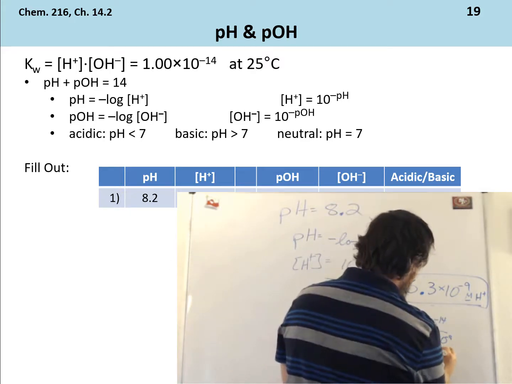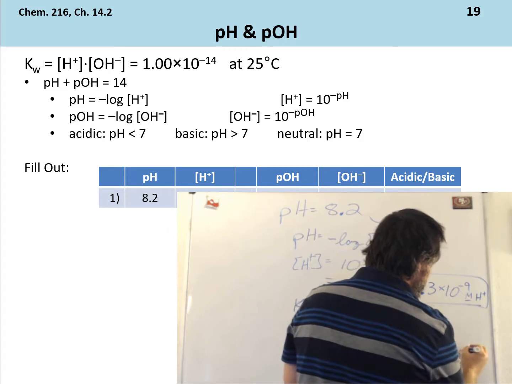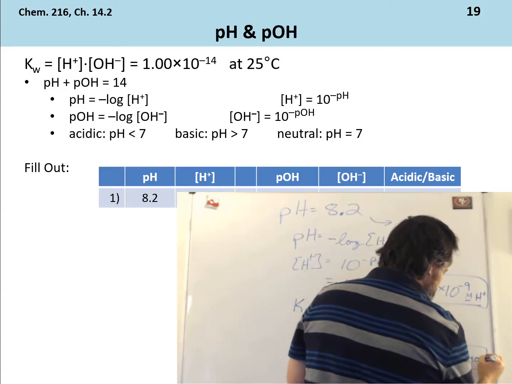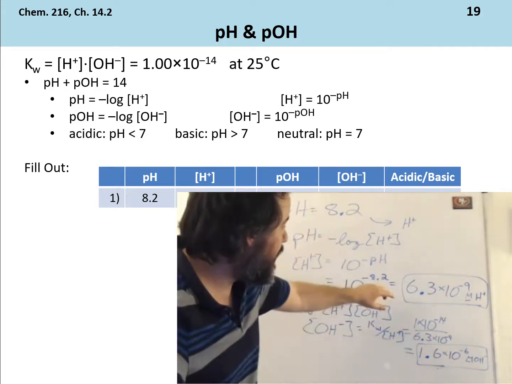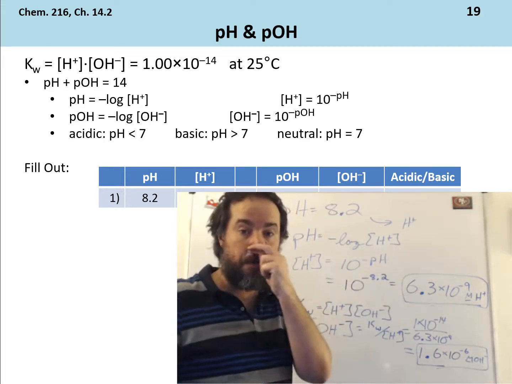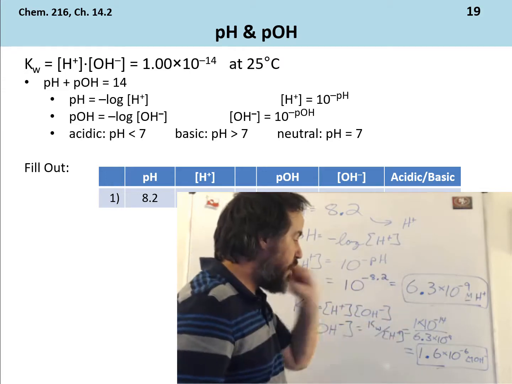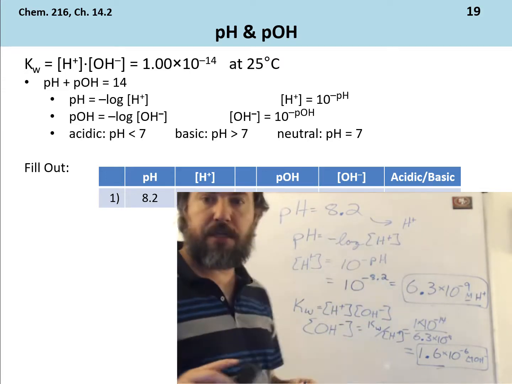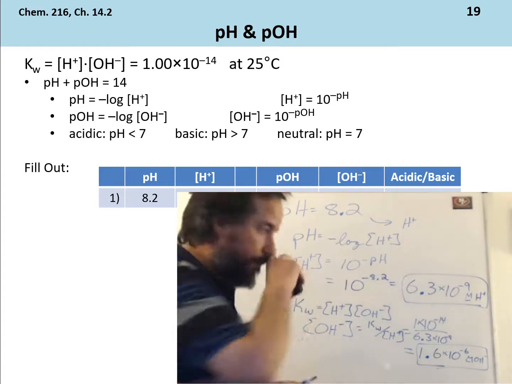1.6 times 10 to the negative 6. Okay. So notice how I can get these two and I can figure it out. All right, the last thing we want to do is find pOH. There are actually two ways to find pOH.